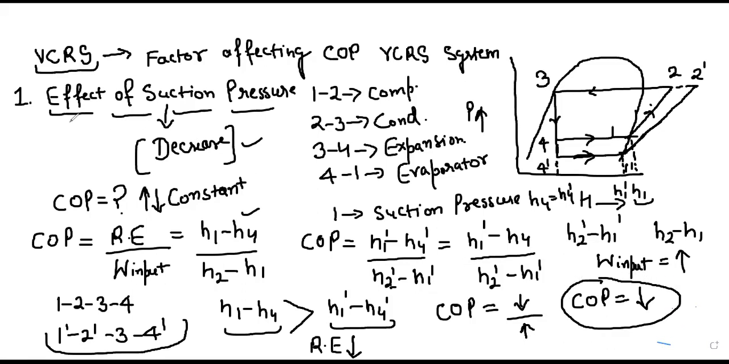So now if somebody asks what is the effect of decreasing the suction pressure on the COP of the system, you will say that if we decrease the suction pressure, the COP of the system will also decrease. This is a really very important question from the GATE point of view. In GATE, especially, the effects of different parameters on the COP of the system, these questions are asked every time. Suction pressure, discharge pressure, superheating, subcooling, what is the effect of all of these on the COP of the system.